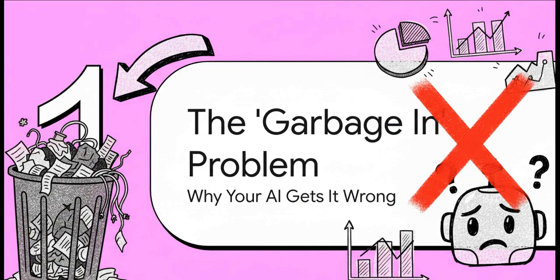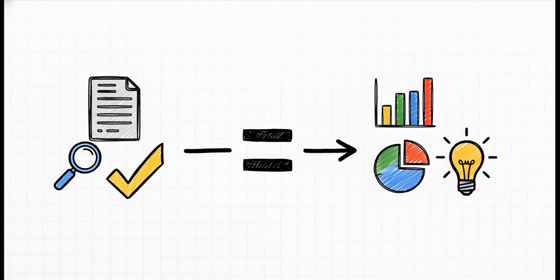Let's really get to the bottom of why your AI is messing up. It all boils down to this super simple but really powerful equation. The quality of your sources, how clear they are, how accurate, how well they're structured, that directly determines the quality of your infographic. There's just no way around it, no shortcuts.